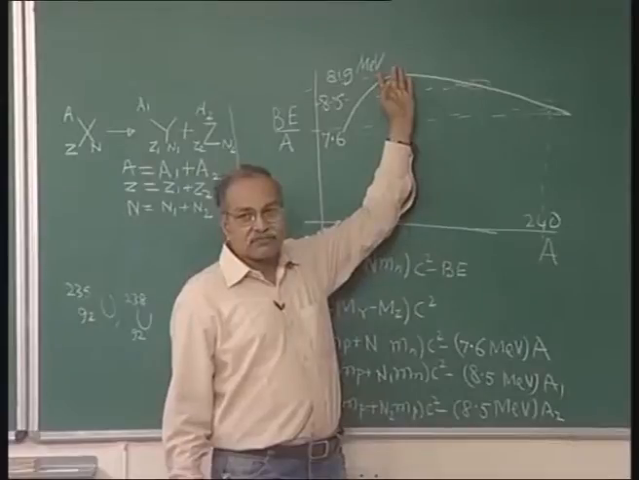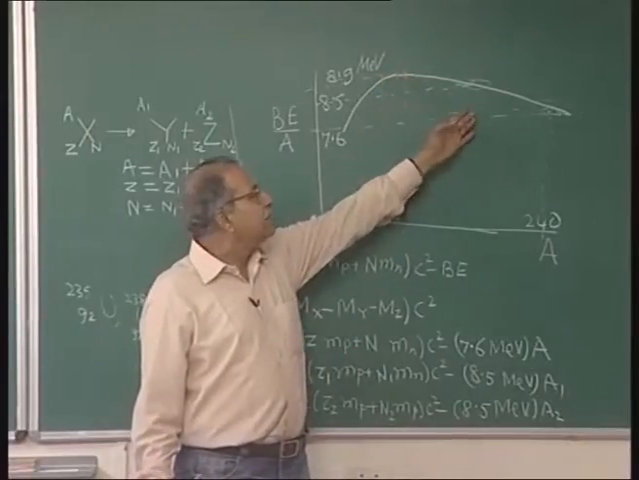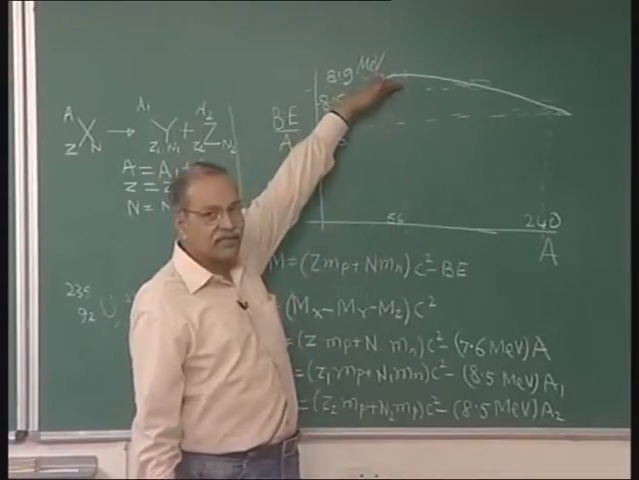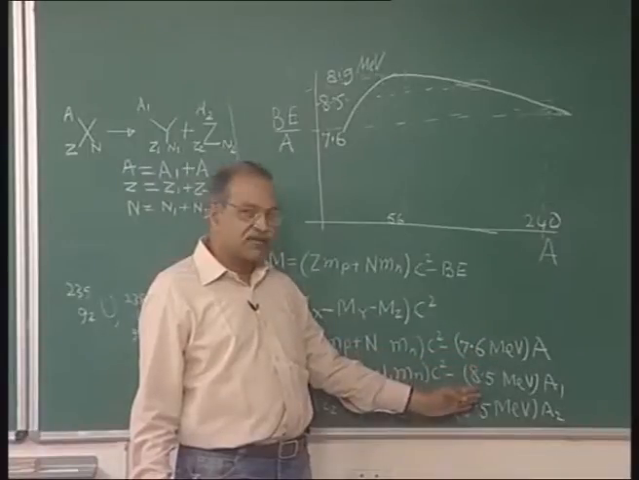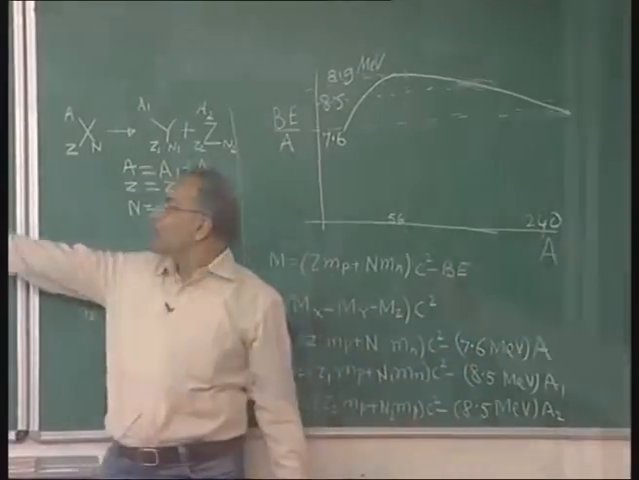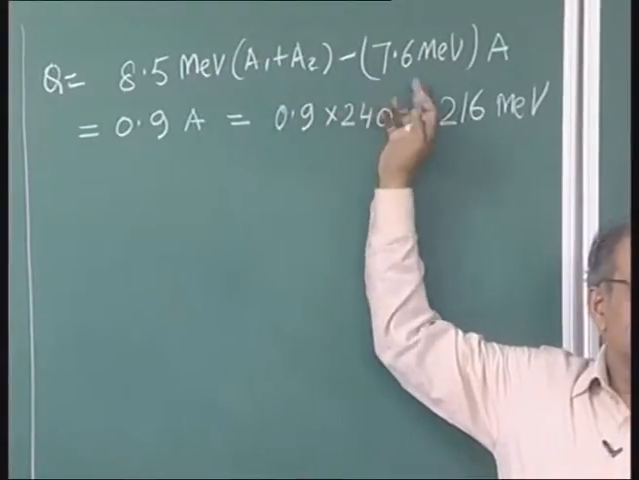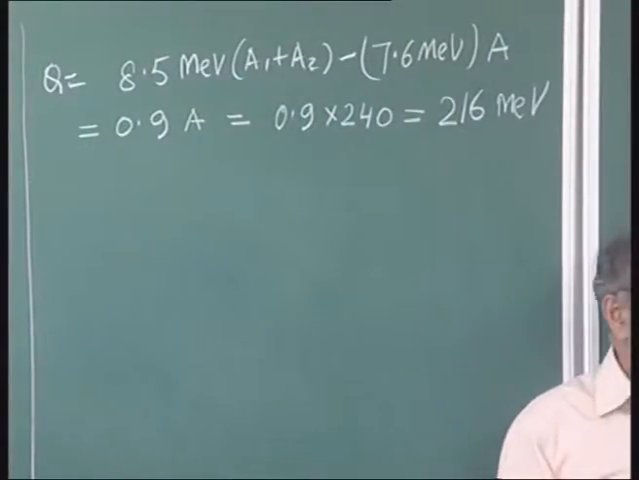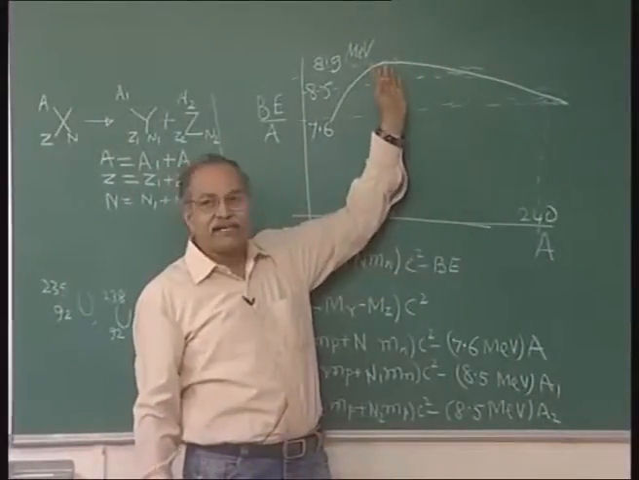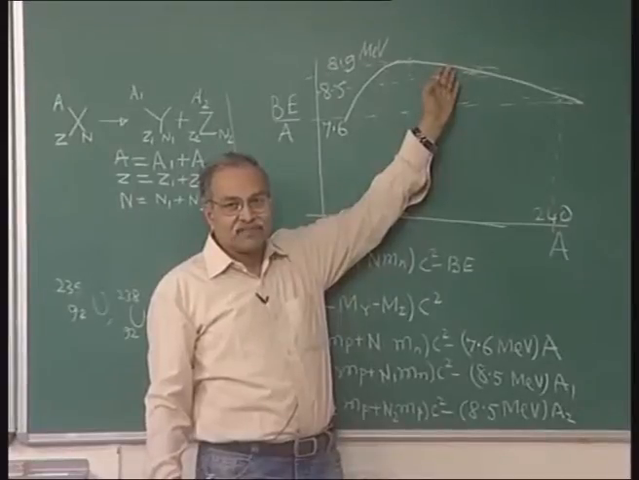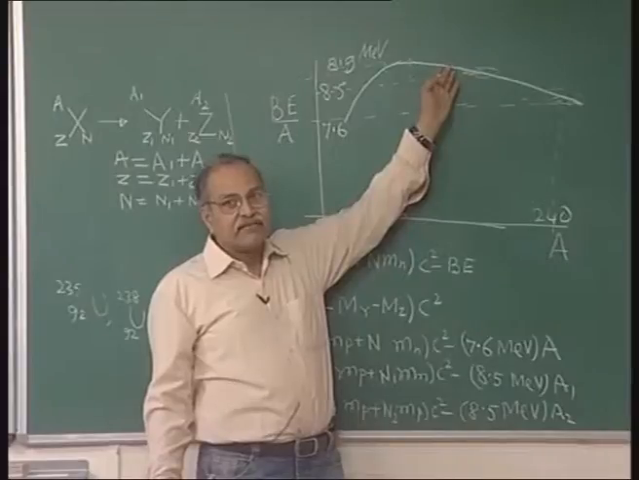So, if the starting point is double of this, then it will still land up on this side, and landing on this side means the binding energy per nucleon increases, and that is how from 7.6 it increased to 8.5, and therefore, you got that difference 0.9 times A as the decrease in rest mass energy. So, as long as the split nuclei are on the right side of this maximum, you will gain energy and this reaction will be energetically favorable.